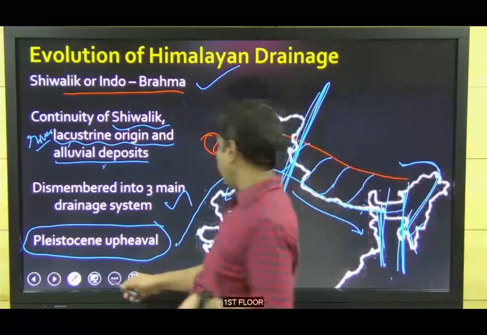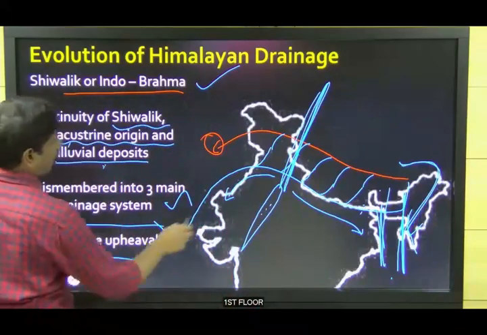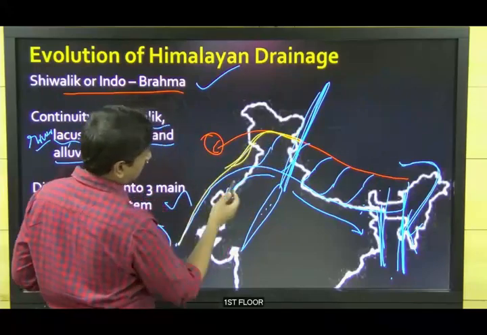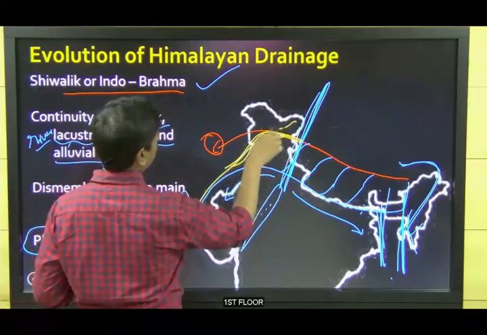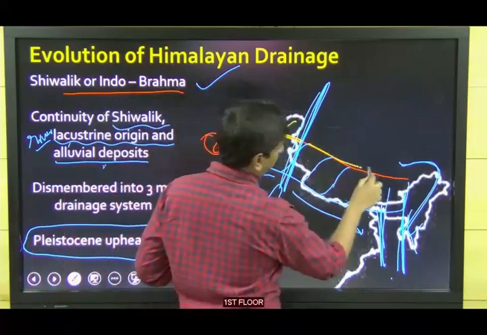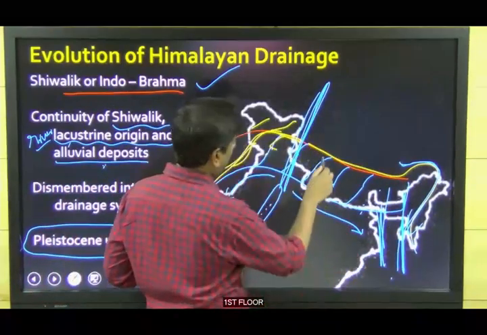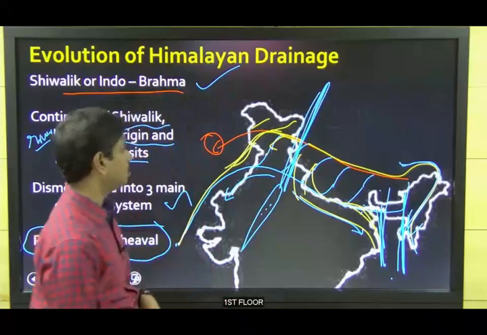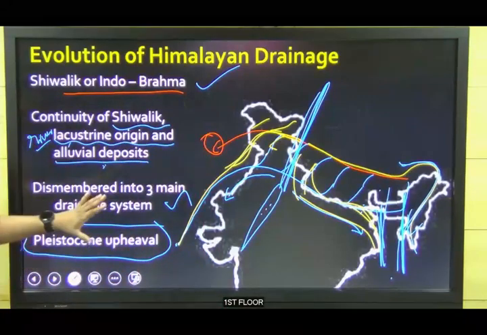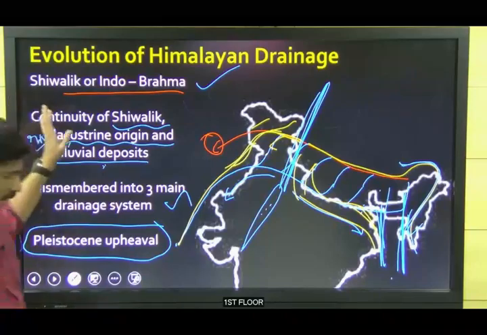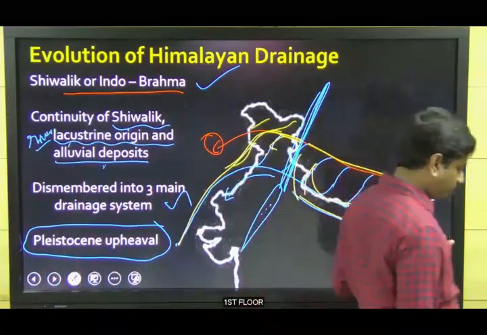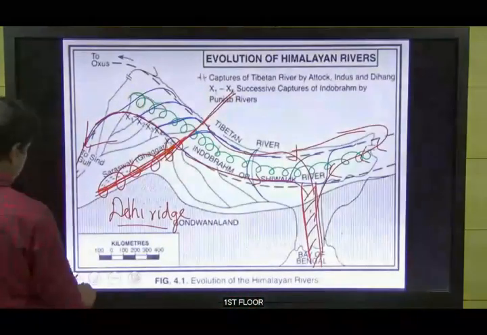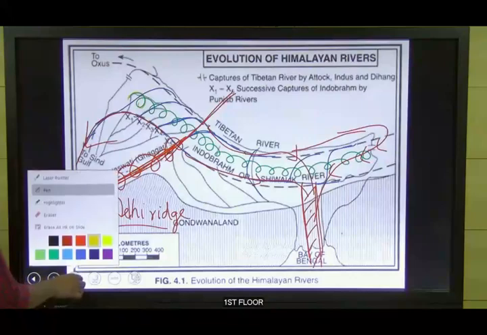Now if you see, this is the Indus River and the Indus River system, which came like this, all the tributaries, everything. One river flowing like this is the Brahmaputra, and the other rivers flowing like this are the Ganga and Yamuna, three rivers. You need not confuse more than this. You can simply understand that there existed two rivers: one on the Tibetan side, known as the Tibetan River, and one on the Indian side, known as Indo-Brahma or Shivalik River.